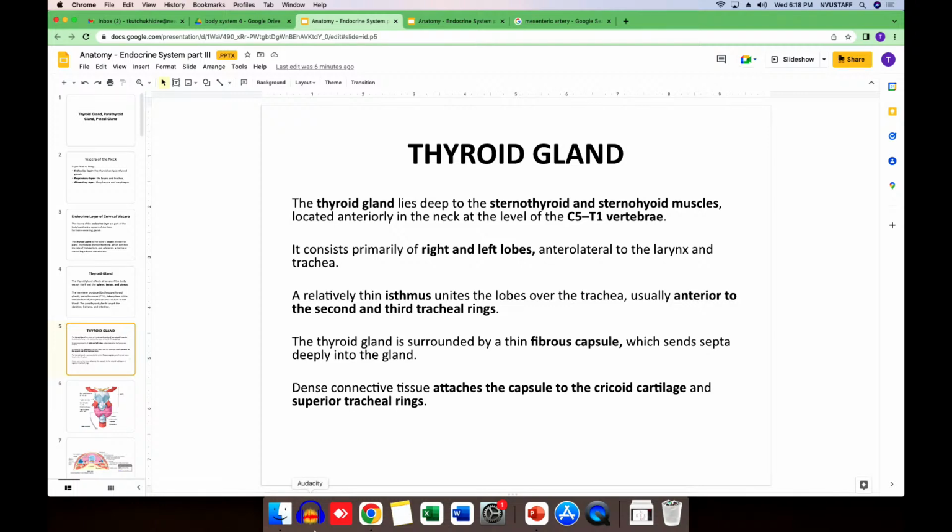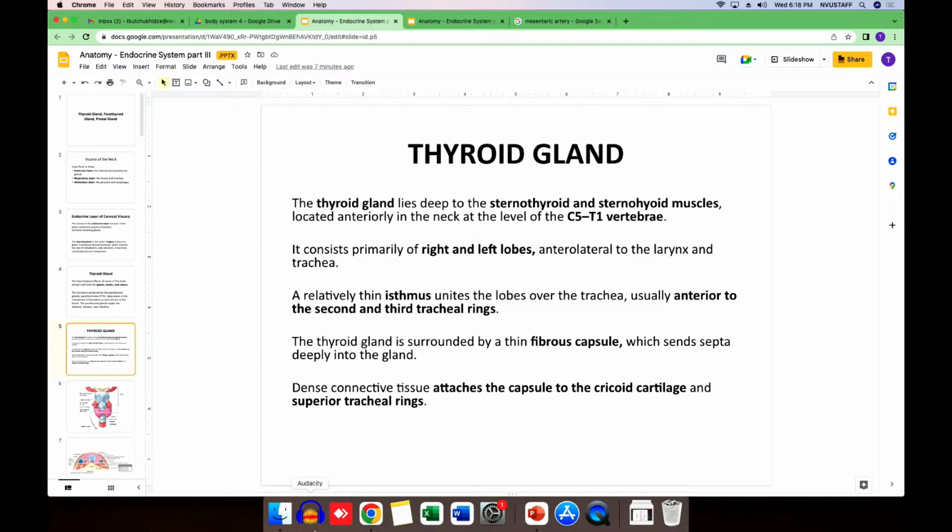So, thyroid gland, right? It is located deep to the sternocleidomastoid. And there we have the sternothyroid and sternohyoid muscles. They are located at the C5 to T1 level, mostly on the anterior side. It consists primarily of the right and left lobes, connected with each other by the isthmus. And the isthmus is mostly located anterior to the second and third tracheal rings.